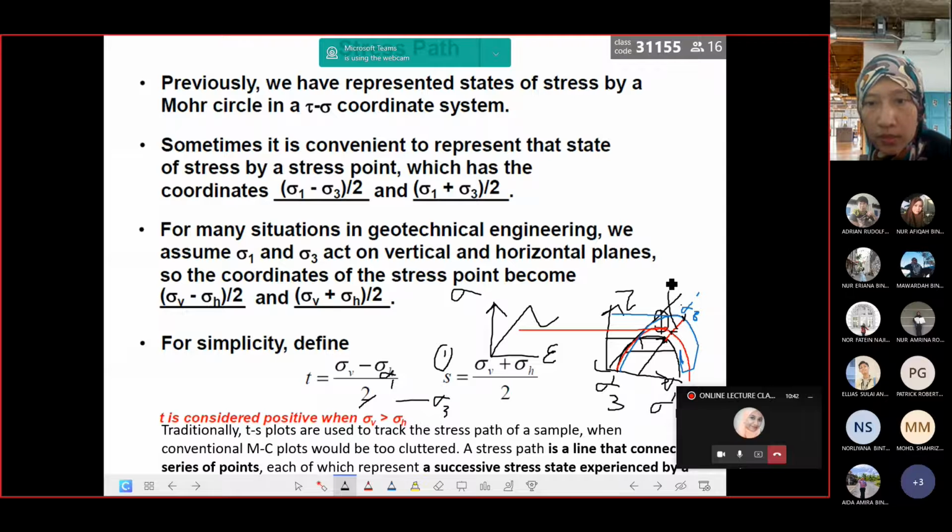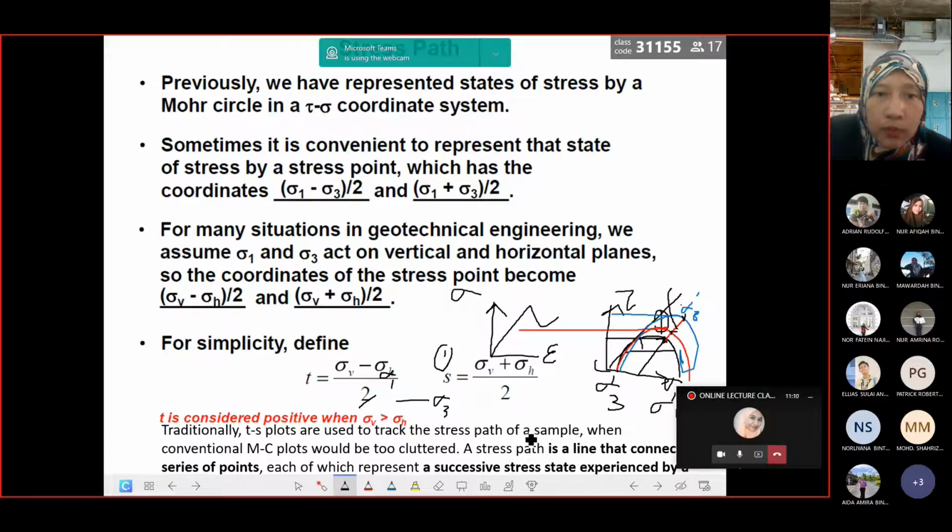The stress path represents the history of the soil, whether the soil experienced over consolidated clay or normal consolidated clay or under consolidated clay. So that's an example when it involves clay. However, the stress path, the stress history, can be in any type of soil, whether in sand or in clay, in coarse granular or in fine soil particles.